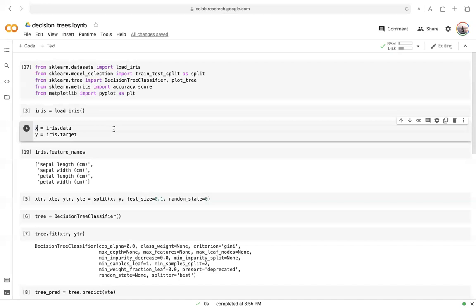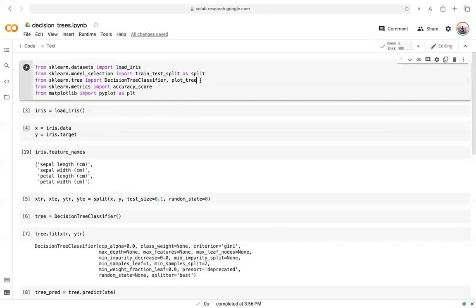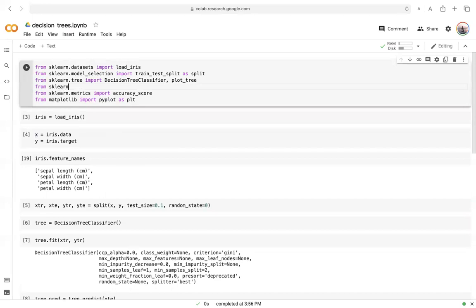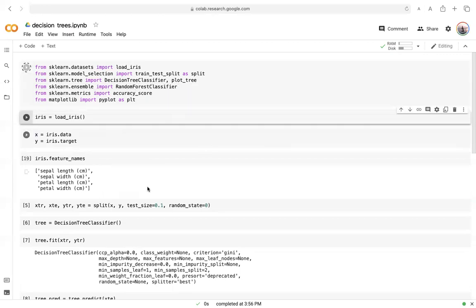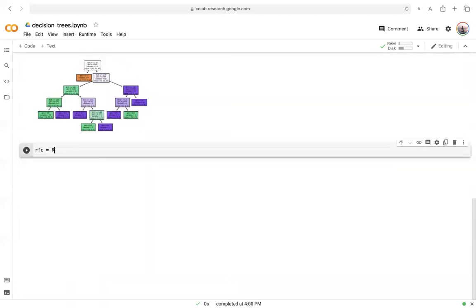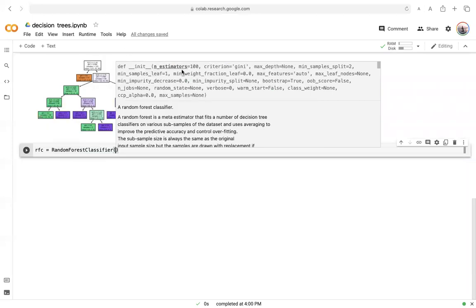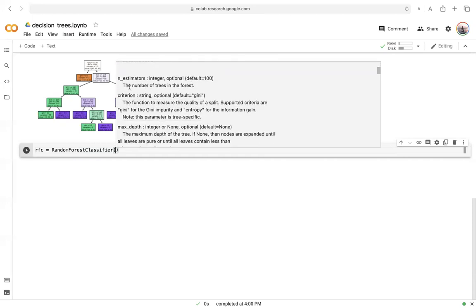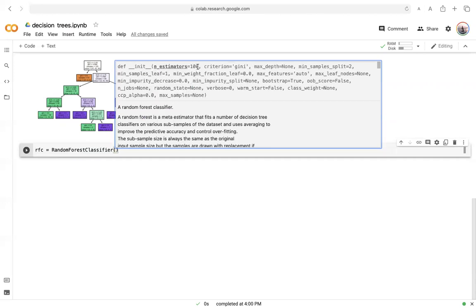In order to use a random forest, which is actually called an ensembling technique, it is available under ensemble. Random forest classifier. You can say rfc is equal to RandomForestClassifier. You can see n_estimators is equal to 100. The number of estimators tells the total number of decision trees, the number of trees in the forest. So how many individual decision trees should be created in this random forest? By default, it is 100.